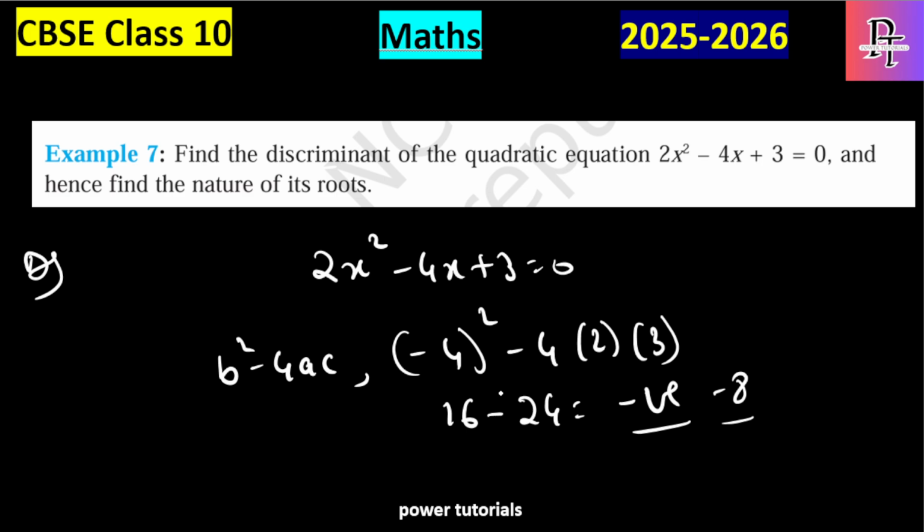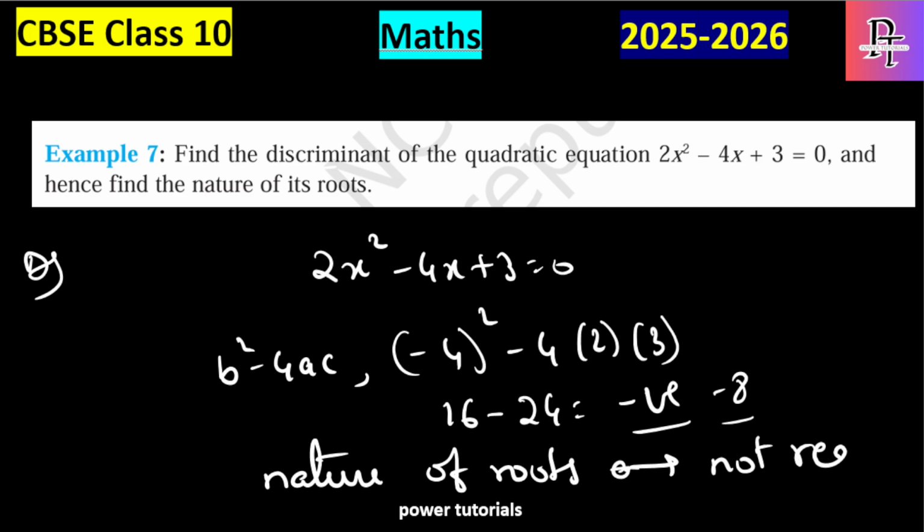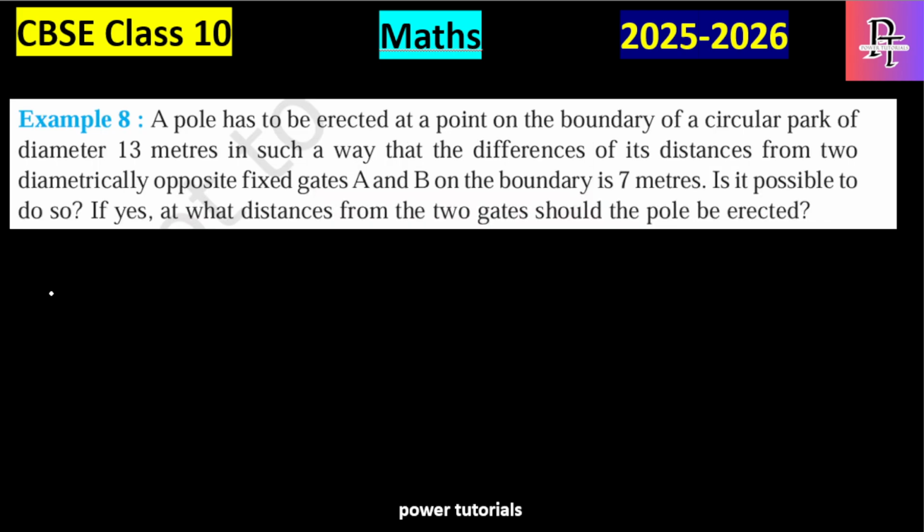We are getting the value as negative. If b square minus 4ac is less than 0, as I told you, roots do not exist. So for the nature of roots, I can say that they are not real, as b square minus 4ac is less than 0. Okay, so no real roots. Next, only if it is real roots do you have to apply the formula. If it is not, we can skip it. Okay, let's see the next question.